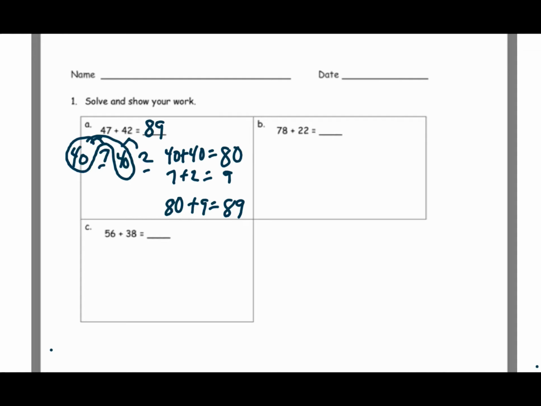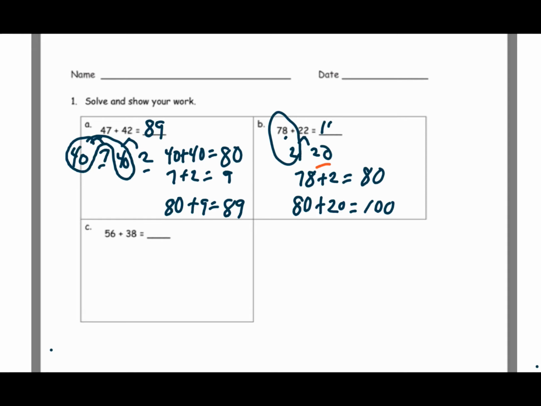Okay, and for letter B, oh, I need just 2 more to make that the next 10, so I'm going to decompose this into 2 and 20. Now I have 78 plus 2 is equal to 80, and I still have my 20 here, boys and girls, so it'll be 80 plus 20 is equal to 100. So 78 plus 22 is equal to 100.